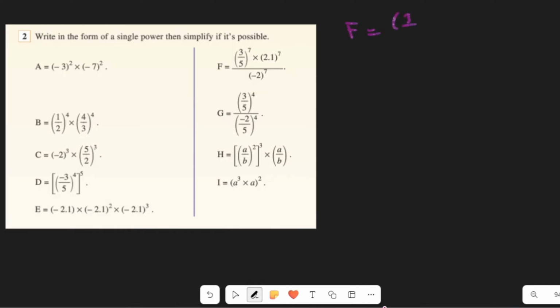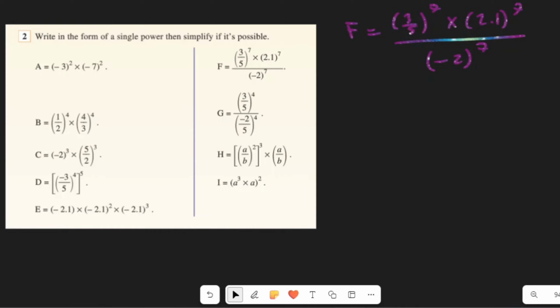(3/5)^7 multiplied by 2.1^7, all over (-2)^7. So in order to find out the sign of the final result, we need to look at the base. 3 over 5 is a positive number. Therefore, this is going to yield a positive number. 2.1 to the power of 7, 2.1 is a positive number. So till now, we know that the numerator is going to be positive for sure. Now let's look at the denominator.